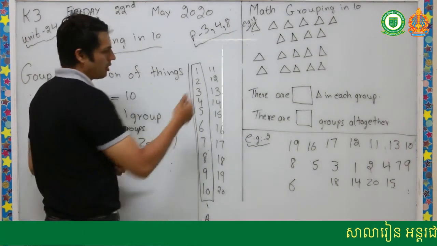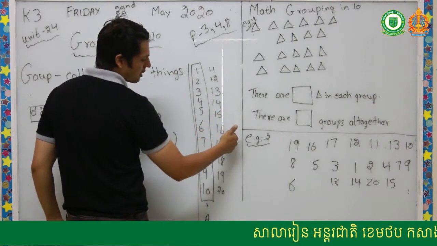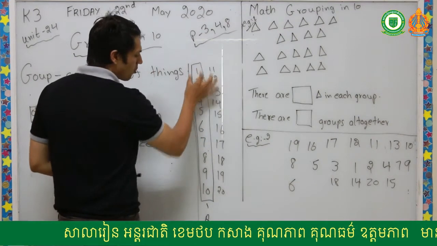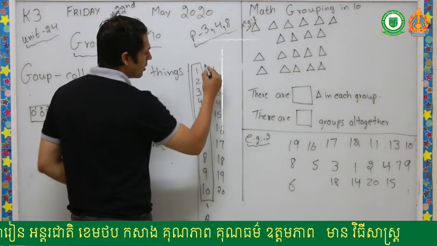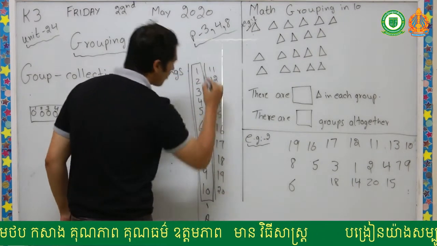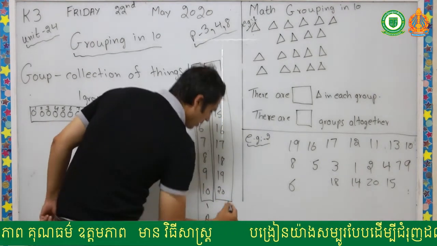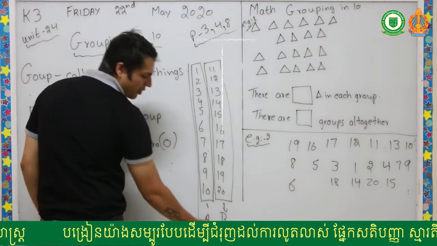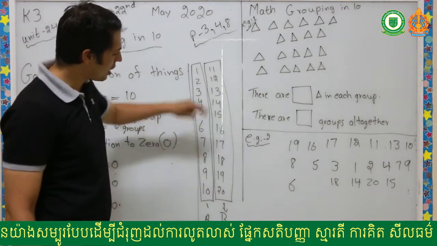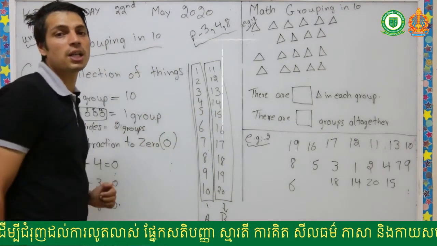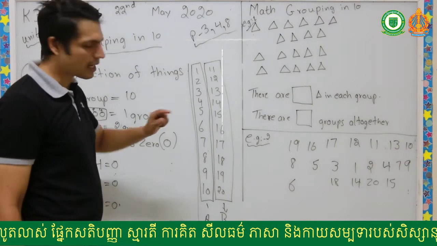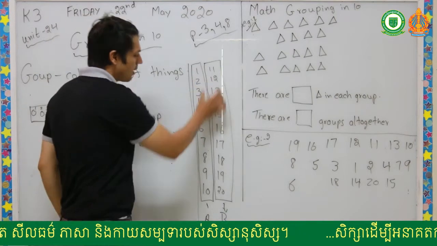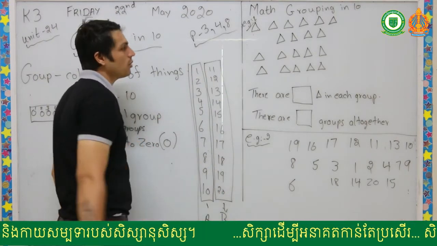Next, 11, 12, 13, 14, 15, 16, 17, 18, 19, 20. Again we have 10 more numbers. This is one more group, so we can call it group B. How many groups? 2 groups. How many numbers? 20. How many numbers in one group? 10. And in A and B together, 20 numbers. This is also a correct order to write down numbers.